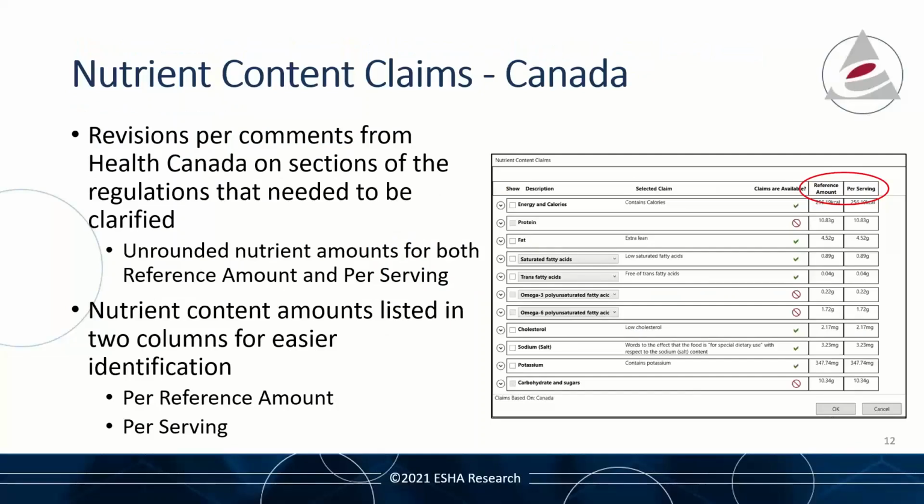The Canadian claims page was also updated to provide more clarity. Prior, only the reference amount column showed on the Canadian nutrient content screen. We've added the per serving column to show both values on which the claims are compared. So with Canadian nutrient content claims, the claim must be true for both the reference amount as well as the serving size. So the two columns provide you with more detail to support the qualifying claims.